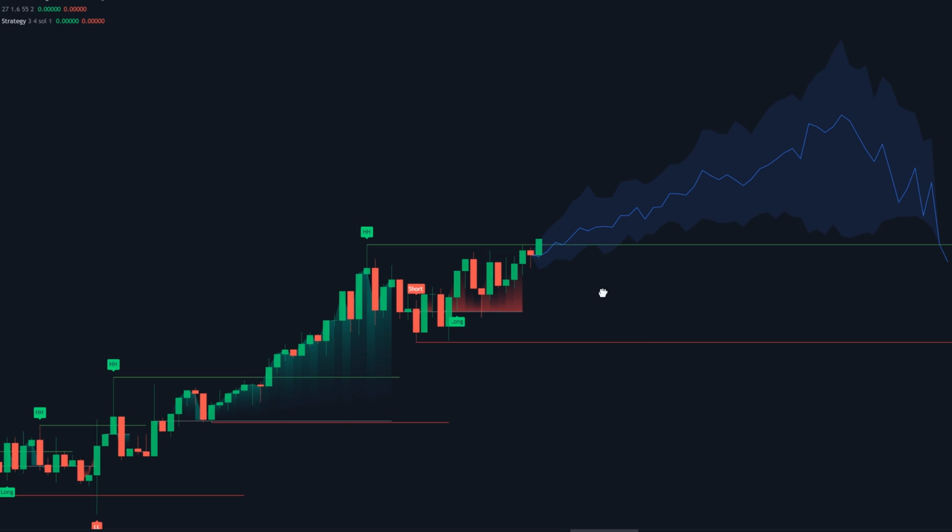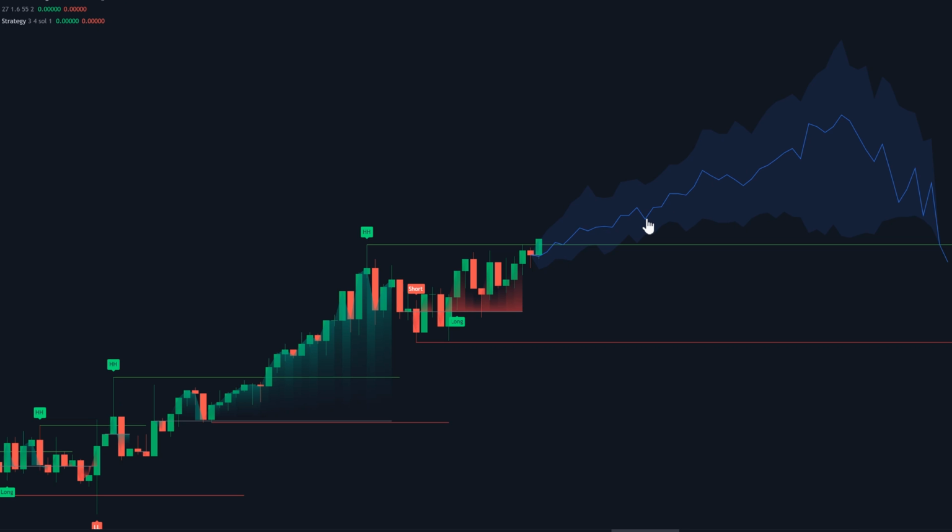Condition number 2 is at the time of this breakout, we need to have a bullish future price prediction from the LuxAlgo MACD-based price forecasting indicator. So basically, we need to have this blue plot on our chart and to have it pointed upwards like this. This increases the probability of the price heading up to take profit.